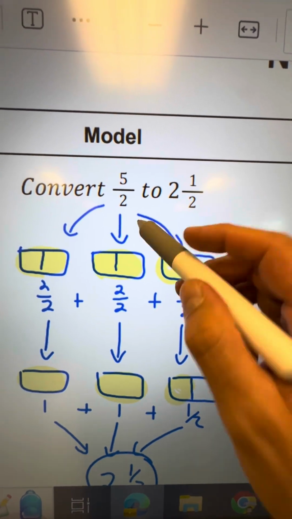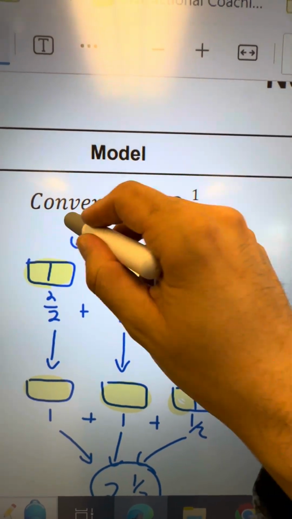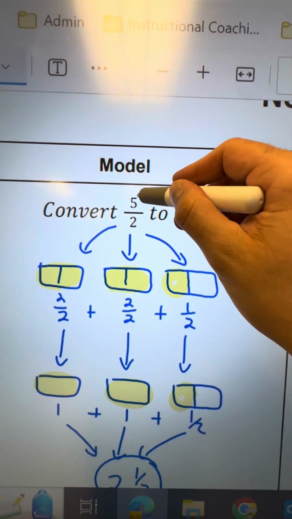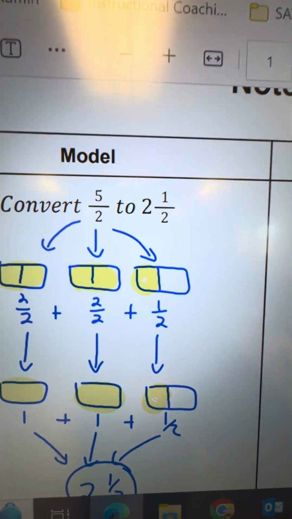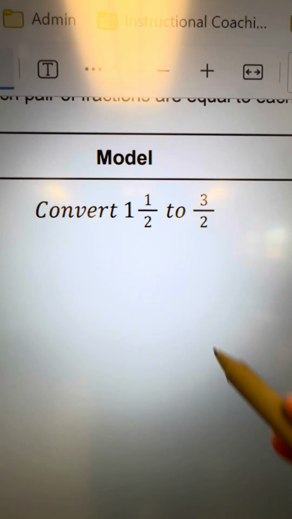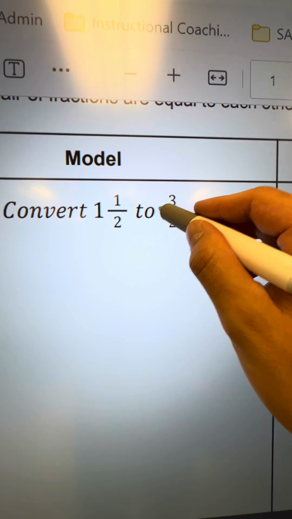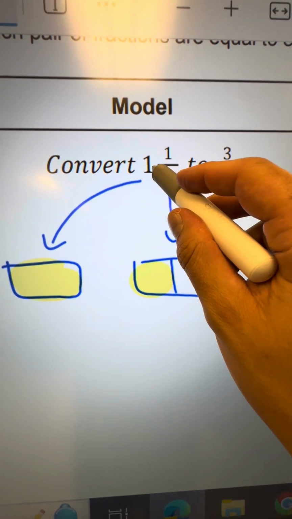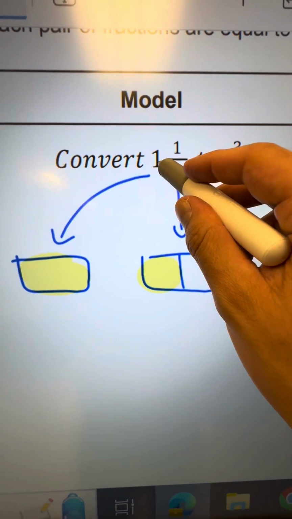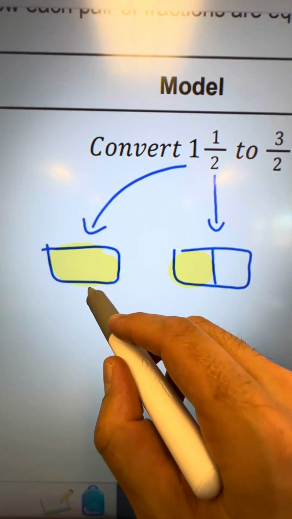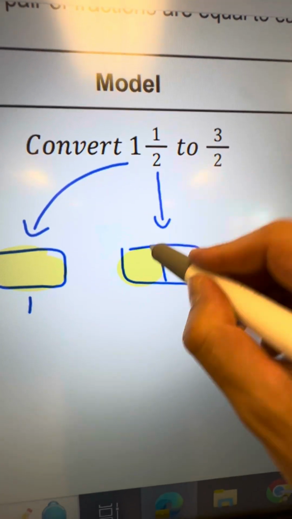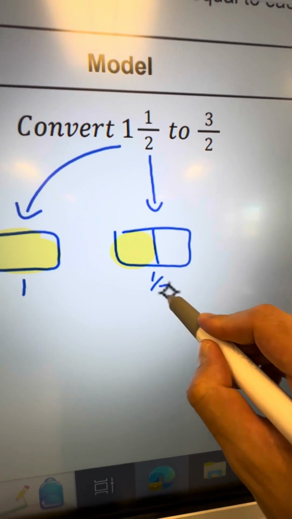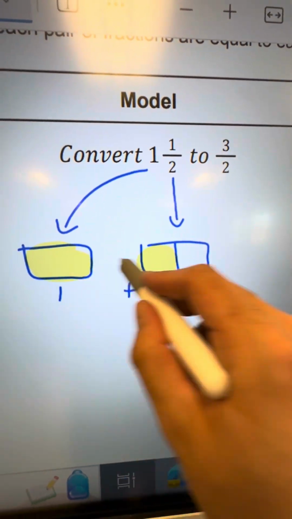And one thing I forgot to mention, notice that we were converting an improper fraction to a mixed number. And in this next example, we're going to convert a mixed number to an improper fraction. So similar to the last problem, we're going to draw our model. So 1 is a whole number, so 1 whole rectangle is that. And then my 1 half is 1 out of 2 shaded. So this 1.5 is represented here.